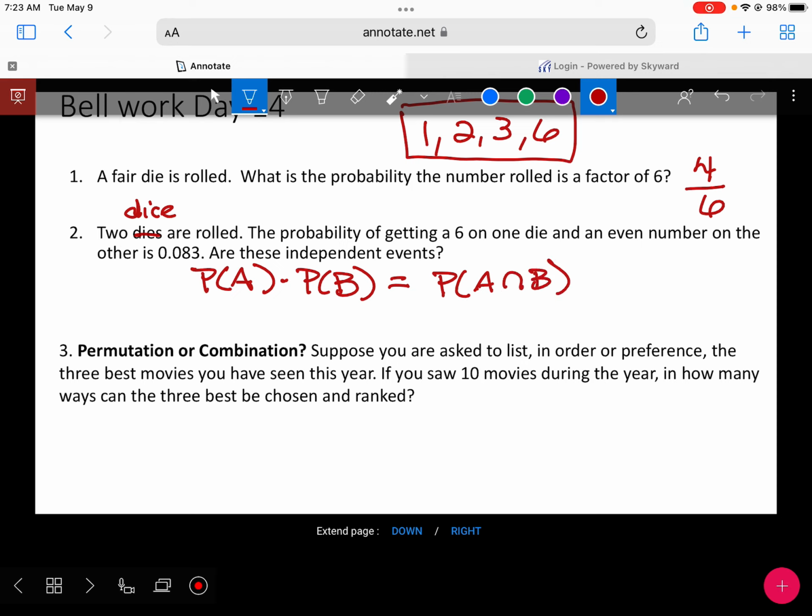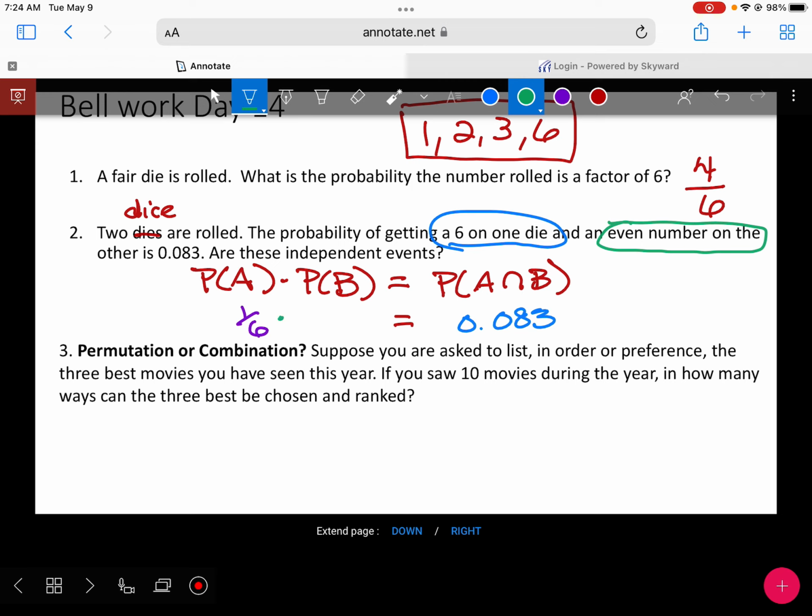But the probability of A times the probability of B should be equal to the probability of A and B. All right, so the probability of getting a 6 on one die and getting an even number on the other is 0.083. The probability of getting a 6 on one die, what is that probability? 1 out of 6, right? Because if I get a 6, that's my one success out of the 6 different numbers that are there. And what's my probability of getting an even number on the other?